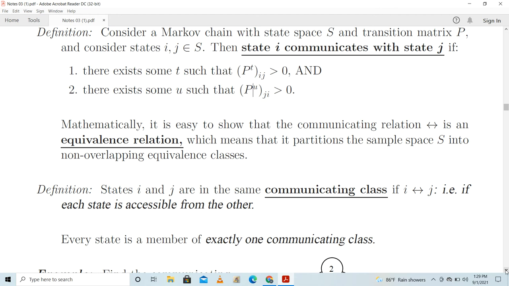With the communicating states, we have the definition for communicating classes. So what is a communicating class? If state I and J are in the same communicating class, we can reach state I from J and J from I, that is, each state is accessible from the other. Every state is a member of exactly one communicating class. So if it is a communicating class, all the states in that communicating class should be able to access each other. If so, we call them a communicating class.